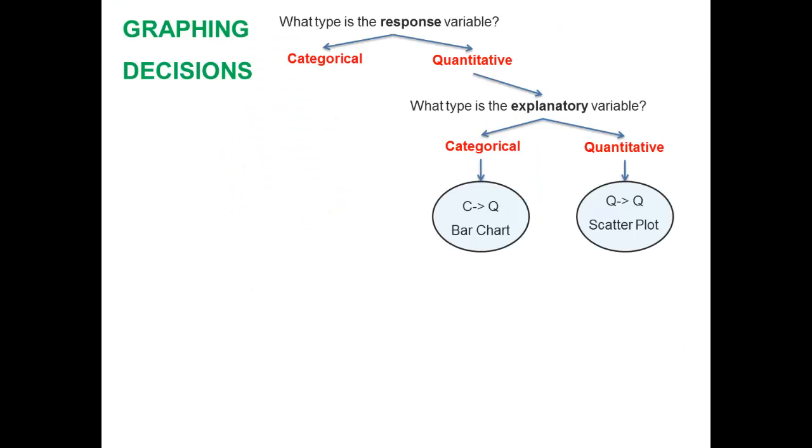So, in this example, both my response and explanatory variables are quantitative, and the graph of choice is a scatter plot. A scatterplot, by definition, is a graph of the plotted points that show the relationship between two quantitative variables. In a scatterplot, rather than displaying means or proportions of the response variable by the explanatory variable's categories or groups, data for each individual's explanatory and response variable are plotted.